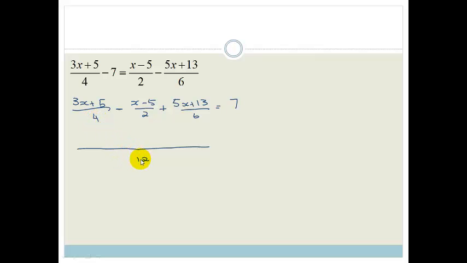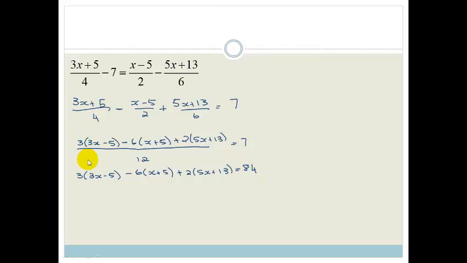So 4 goes into 12 3 times. So therefore we're going to go 3 times 3x minus 5, minus 2 goes into 12 6 times, so it's 6 times x plus 5, plus 6 goes into 12 twice, so it's 2 times 5x plus 13 equals 7. Now we want to get rid of the denominator. So to get rid of the denominator, we multiply both sides by this denominator. So we end up with just 3 times 3x minus 5, minus 6 times x plus 5, plus 2 times 5x plus 13 equals 7 times 12, which is 84.